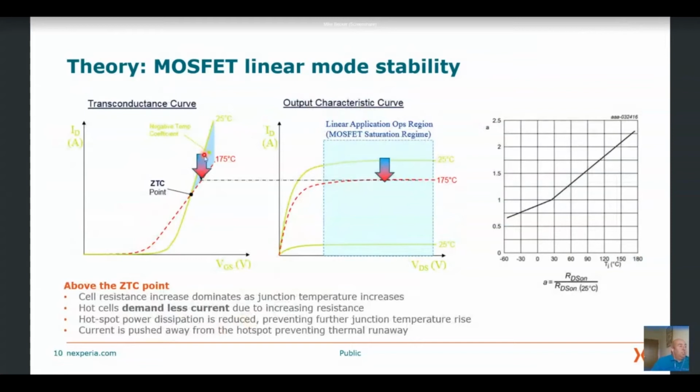So if we consider the same behavior but above the ZTC point, you can see that if we start at 25 degrees and the MOSFET gets hotter, now the current reduces. What that means is that if you get a hot spot inside the MOSFET, as the temperature increases, the hot spot is pushing the current away, and that current is going to the cooler cells. So we call this behavior thermally stable, as opposed to the previous one, which was thermally unstable.